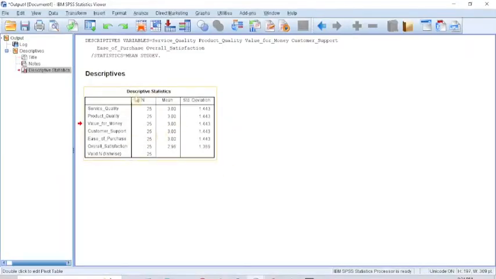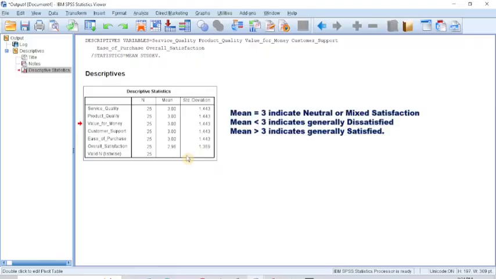Now, let's interpret these results in terms of customer satisfaction. The mean tells you how satisfied customers feel on average, while the standard deviation indicates how spread out responses are. Since we are dealing with a 5-point Likert scale, your neutral point will be 3. Therefore, a mean close to 3 indicates a neutral or mixed satisfaction. A mean value less than 3 indicates generally dissatisfied, while a mean value greater than 3 indicates generally satisfied.